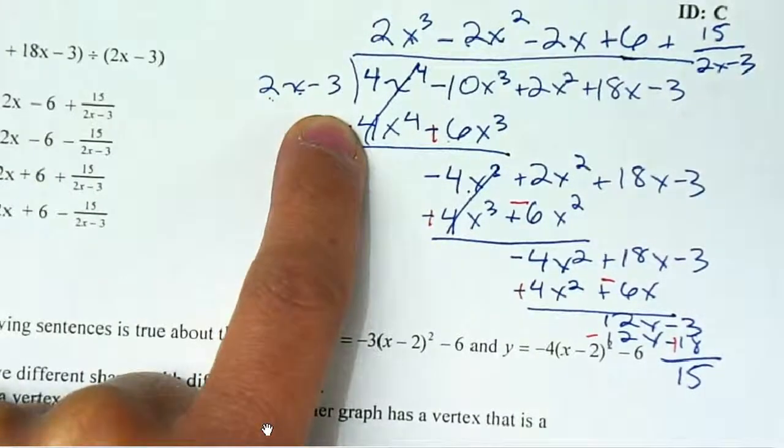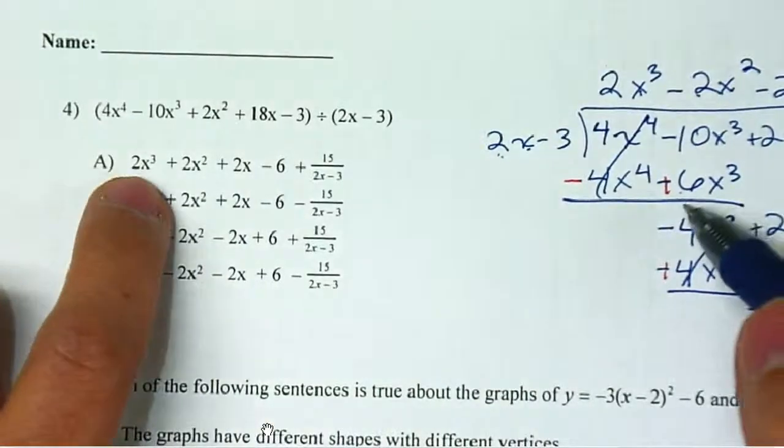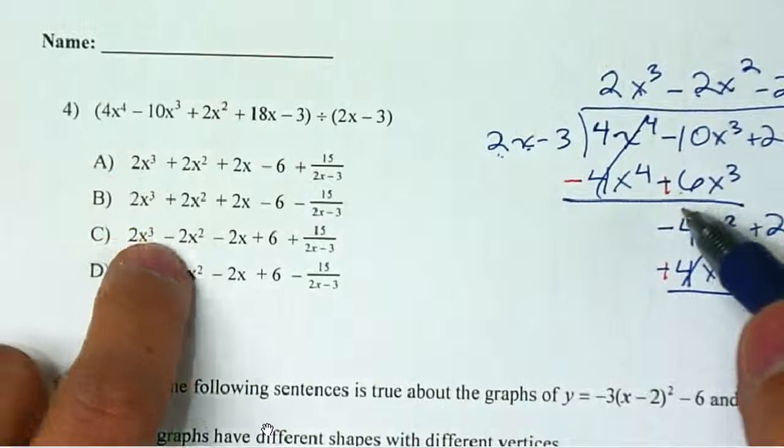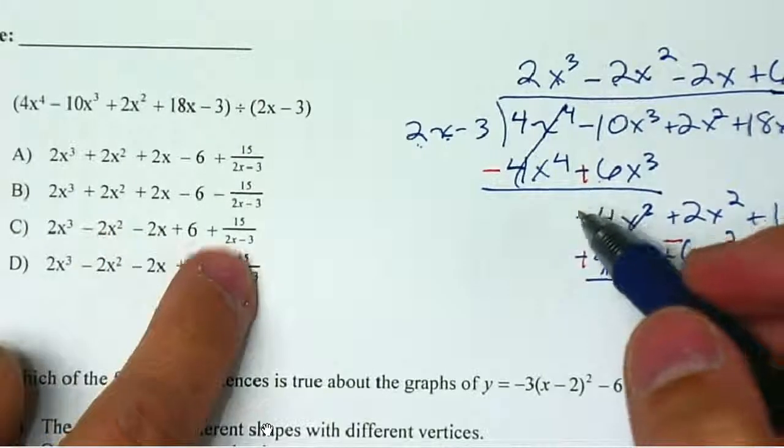And now we can compare our answers. I have 2, negative 2, negative 2, 6, and positive 15. So let's see. 2, nope, negative 2, negative 2, positive 6, and then positive 15. So the answer is C.